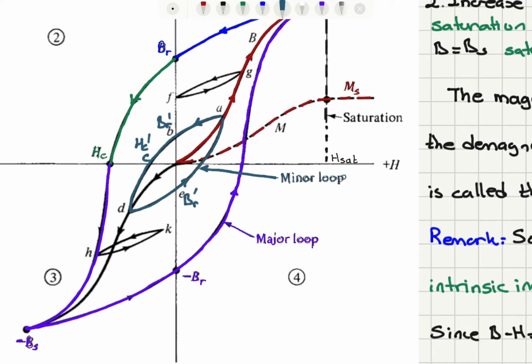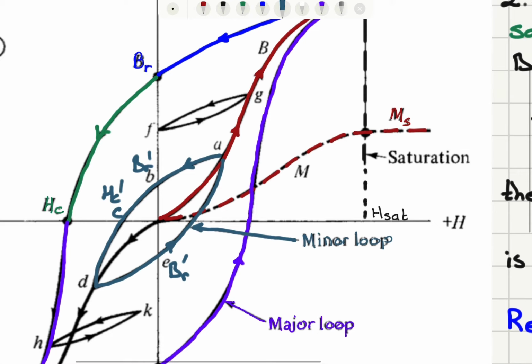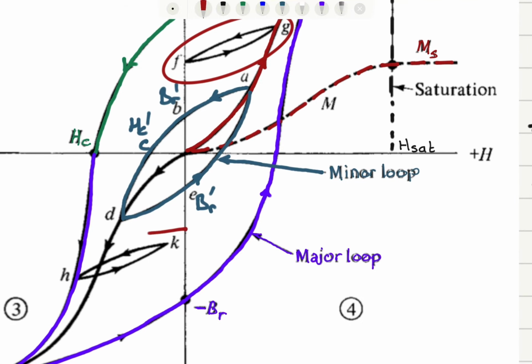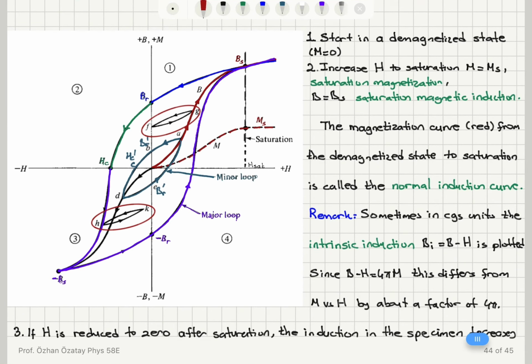Now this process could also be interrupted somewhere else. For example, if I interrupted at point G, I go to point F and then come back to point G. There is another loop that I'm tracing here. There is another loop I can do here while performing the negative saturation. I can stop the process and do this. And basically all of these processes will give me a minor loop.